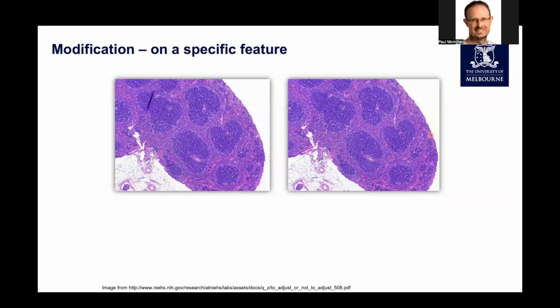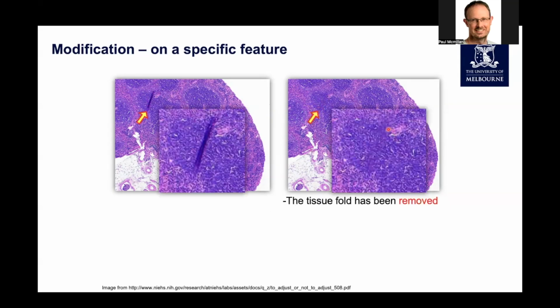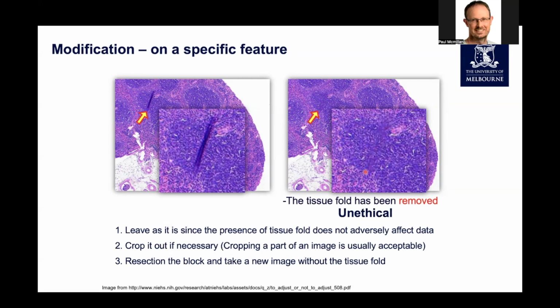Finally, we're getting a little bit stronger. This is a light microscope image. In this case, we've got this fold in the tissue here, which they've gone in and taken out. So they've tried to clear that up post-imaging. Again, this is unethical. You're making a specific change to one part of the image.